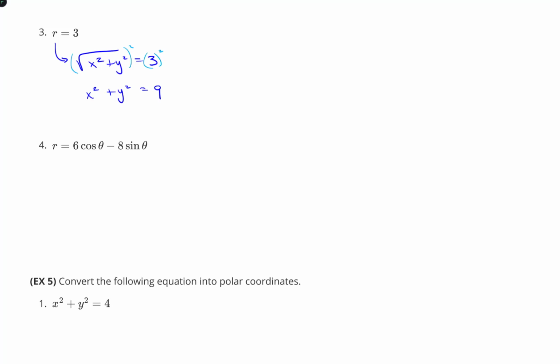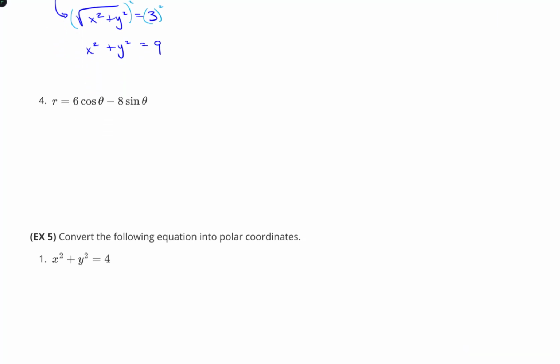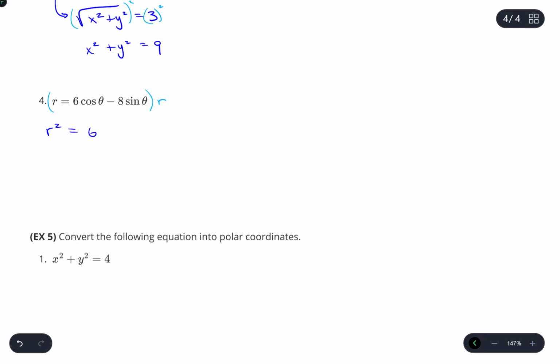All right. This next equation, I have r equals 6 cosine theta minus 8 sine theta. It's very similar to the first. I can't directly translate for sine and cosine just yet, though I could do something like I did in that first example with x over r and y over r. But I'm going to do a different route this time. I'm going to multiply everything through by r first. And what that does is it changes the original equation in such a way that I can directly transform.